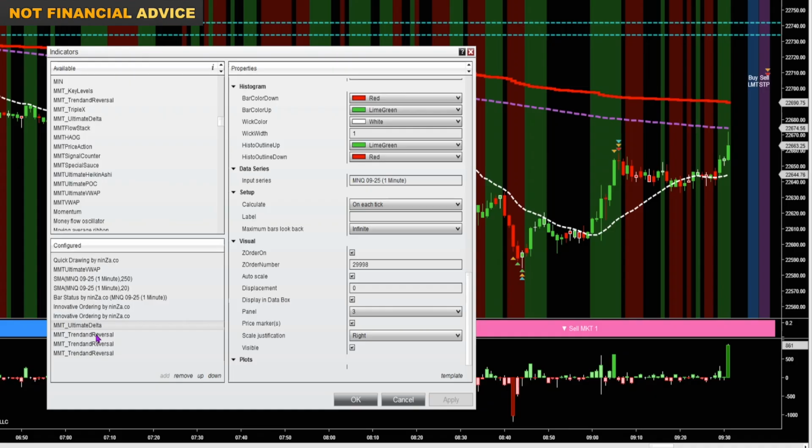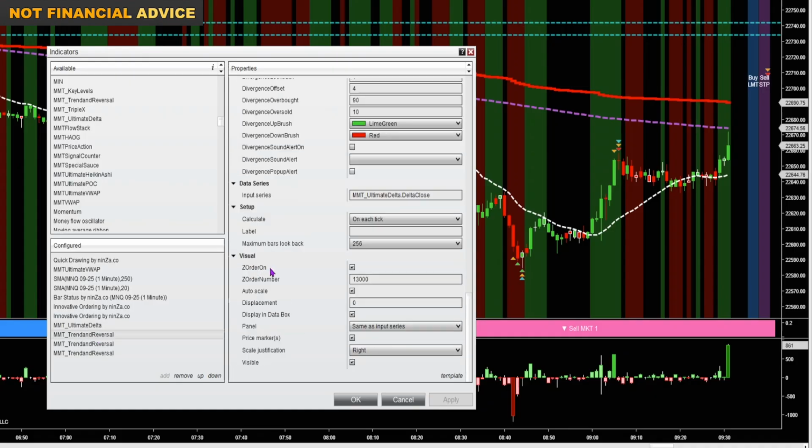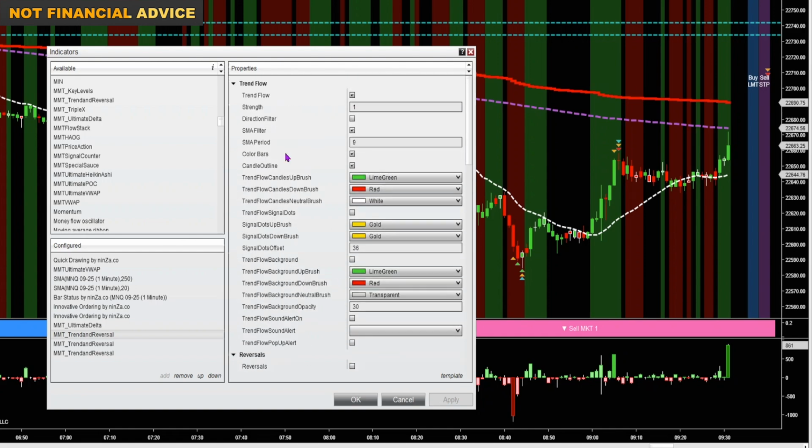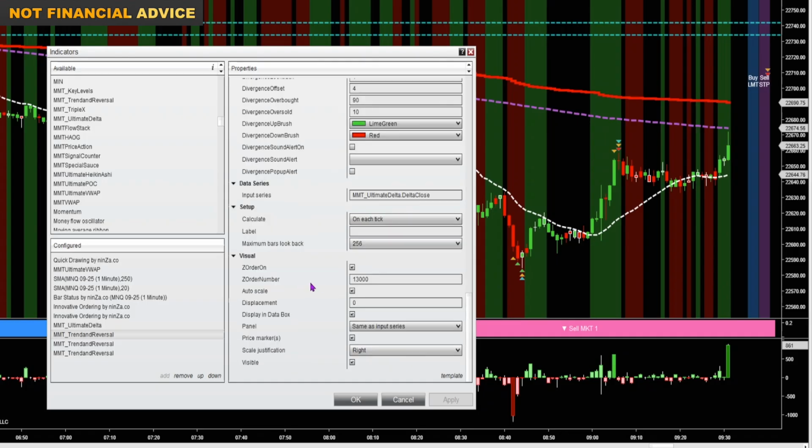29998. And then for the trend and reversal, I also have the Z order on, and I've got a Z order number of 13,000. And this is the instance of the trend and reversal that is painting the candles. So because this Z order number is lower than the ultimate delta Z order, the single bar divergence outline will be painted over top of the trend and reversal outlines.